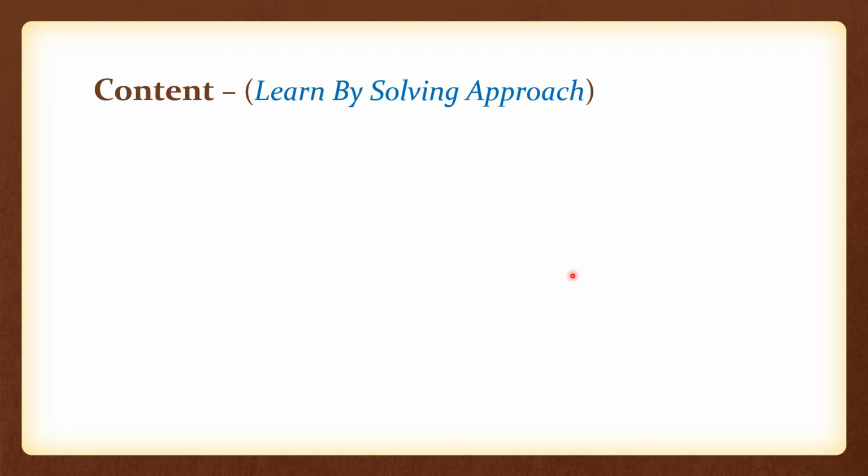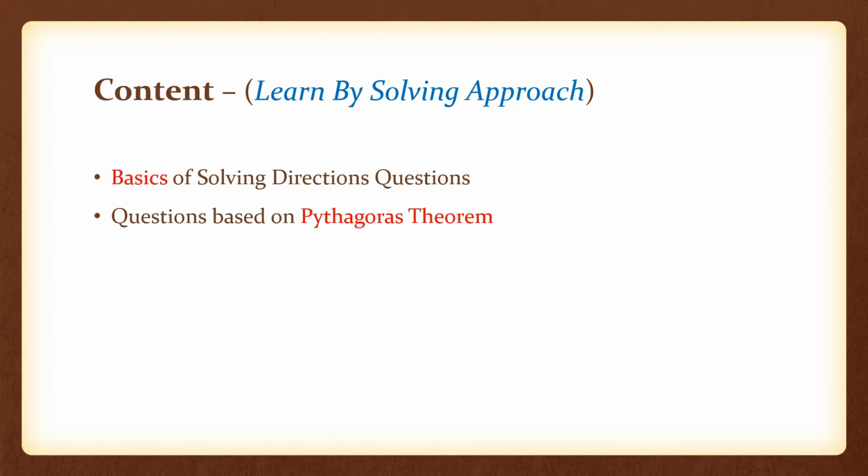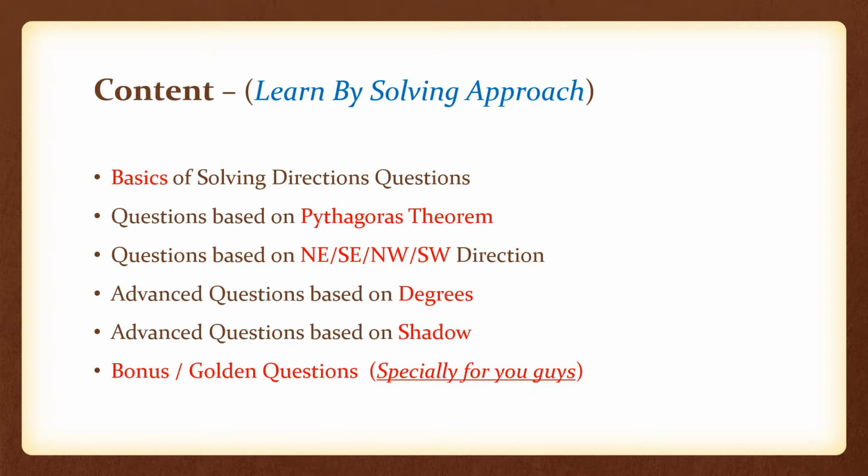So let me reshare the content to you so that you can understand what we have already done. We have already covered the basics of directions, and understanding the basics is very important. Then I have told you how we have to implement the concept of Pythagoras theorem in directions. Then I have told you the concepts of northeast, southeast, northwest and southwest directions. It is also very important. Then I went to the advanced sections, that is on degrees, and then I told you about shadows, the concept of shadows, and now we will be talking about some of the bonus questions. So all these 5 parts are already done.